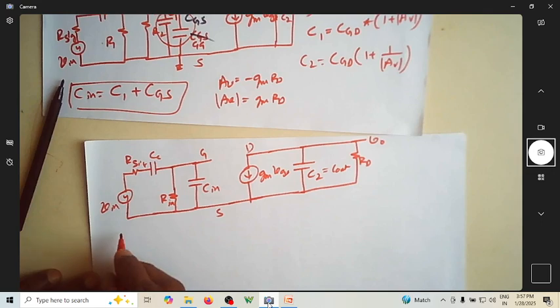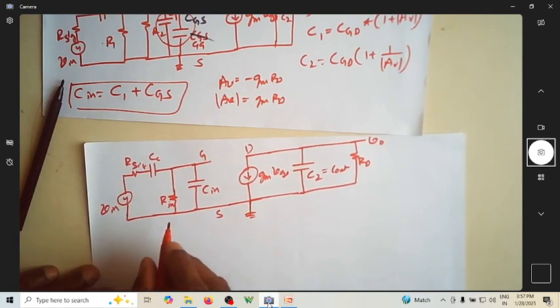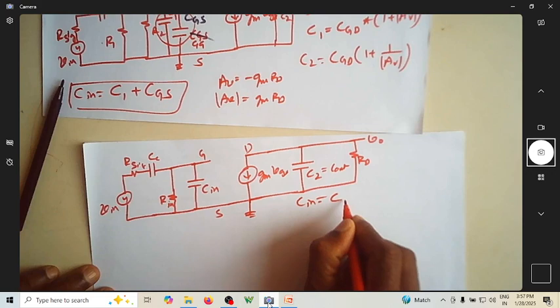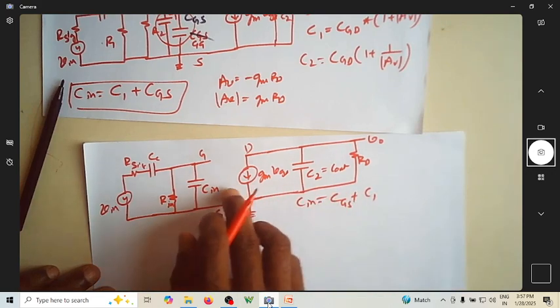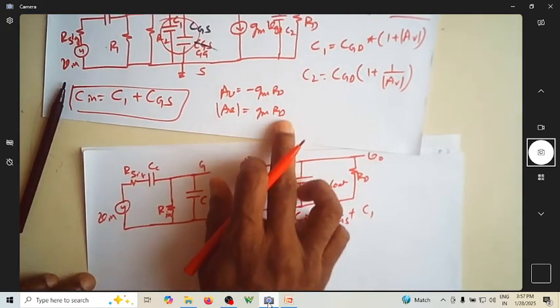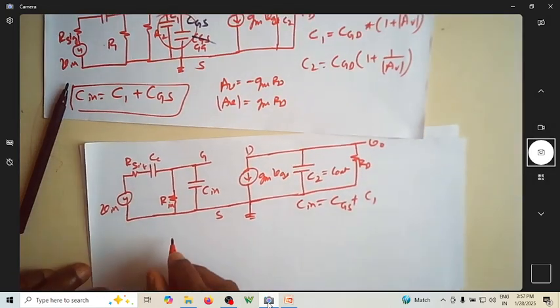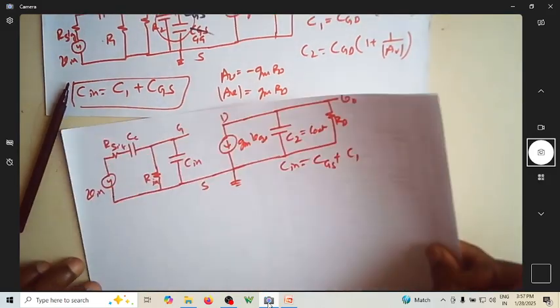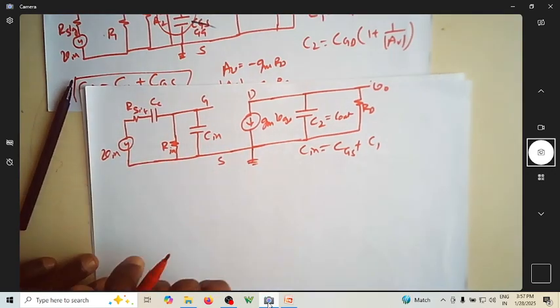So by considering all capacitance and resistors, Cin is given by CGS plus C1, where C1 is given by CGD and so on. So that's what we have written here. This is C1, this is C2, C2 is C out. And what is Rin? Rin is R1 parallel R2. So let us rewrite this circuit diagram at low frequencies.